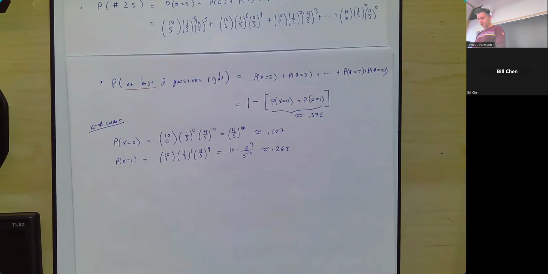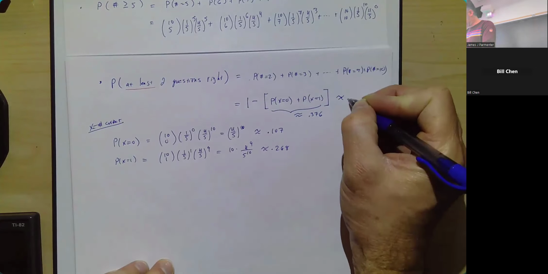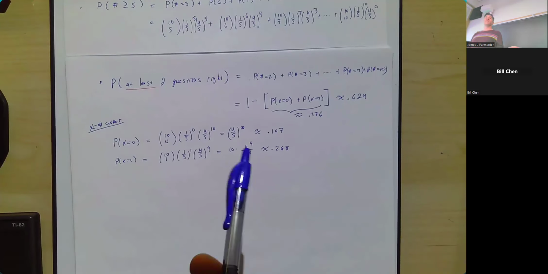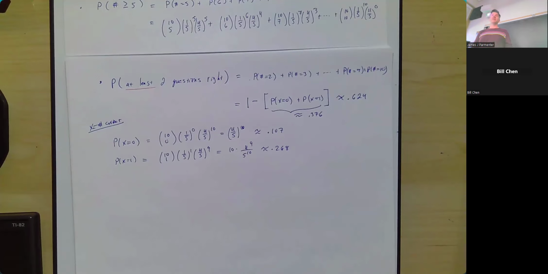And so then our answer is going to be approximately 0.624. So there is a slightly higher than 62% chance of getting at least 2 questions right. It's not a very good score, but still, if that's what you had to do for whatever reason, then great. So this is one use of the events being independent. We're able to multiply all these things together because we are assuming that each question being asked is independent of each other question being asked. Cool.